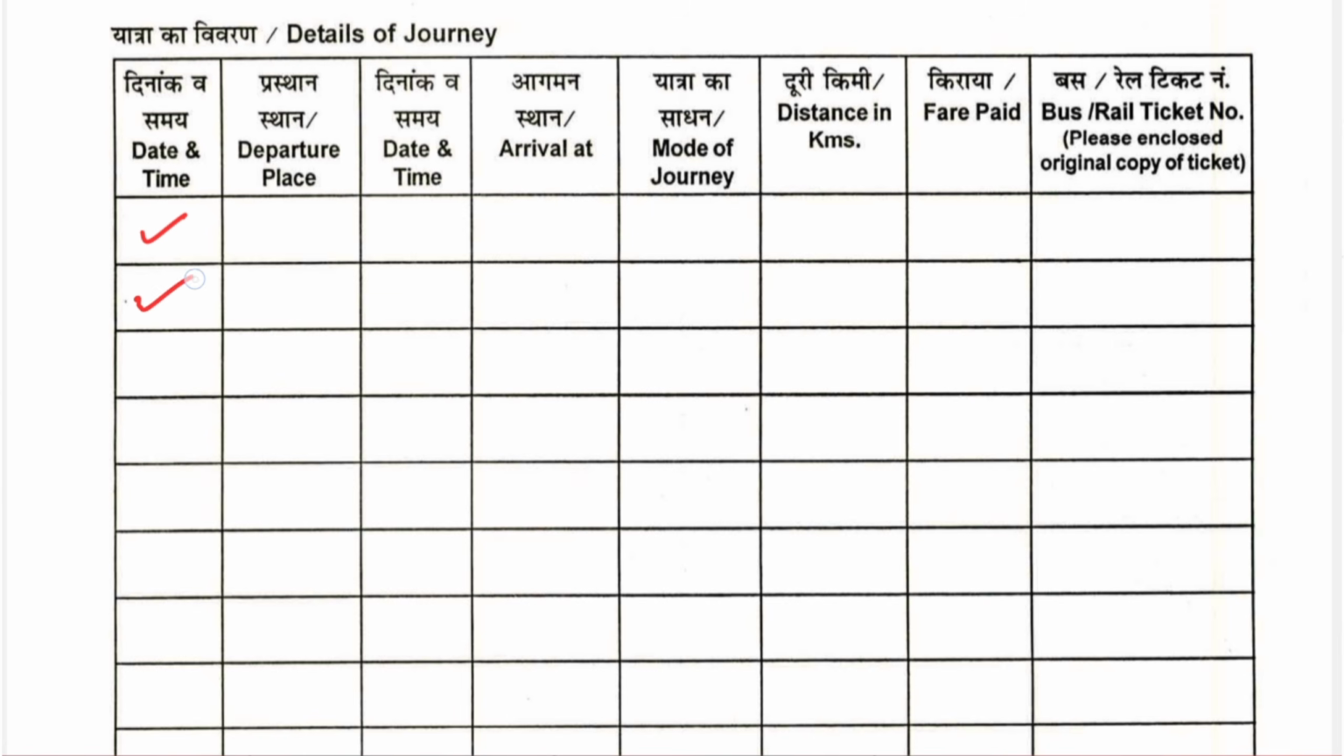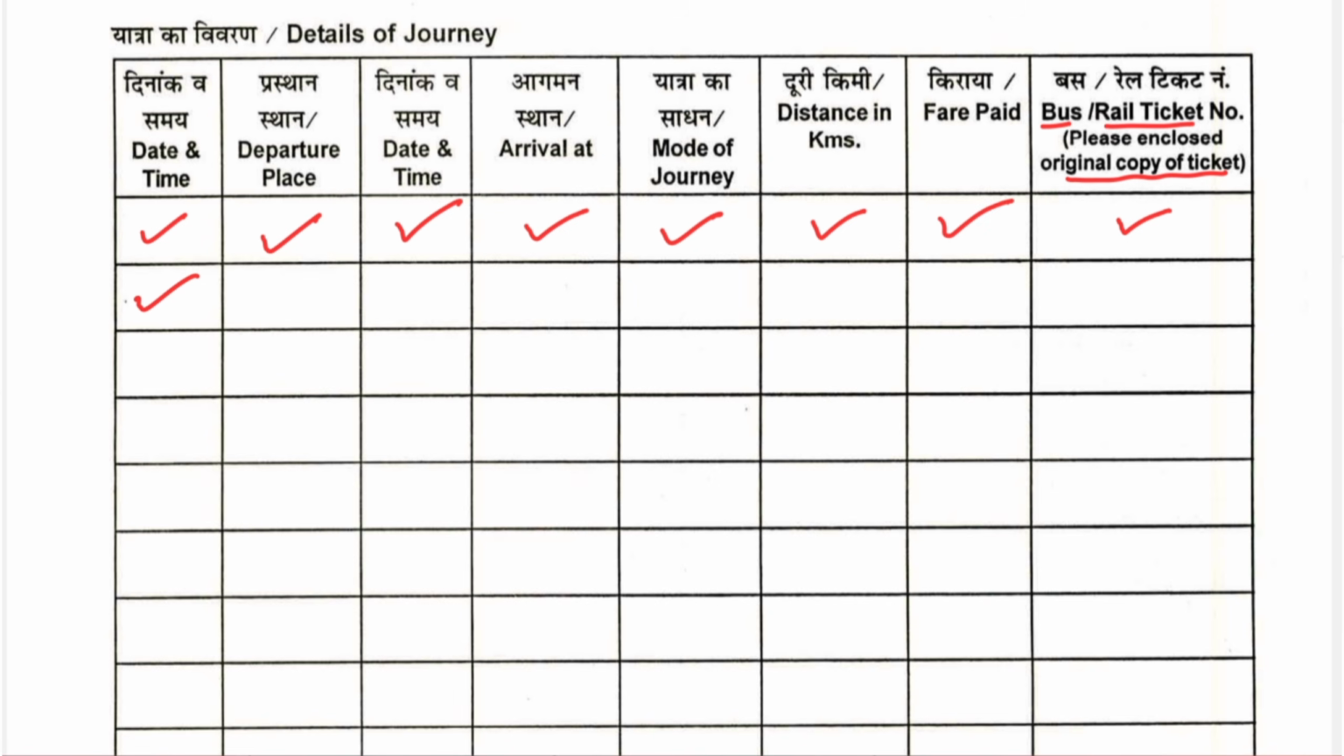Next, you need to mention the details of the journey. Here you need to write the date and time, then departure place, then time, arrival at, then mode of journey, distance in kilometers, how much you have paid. Then you need to attach the original copy of the ticket as well. If you are going by bus or rail, then you need to attach the train ticket also.